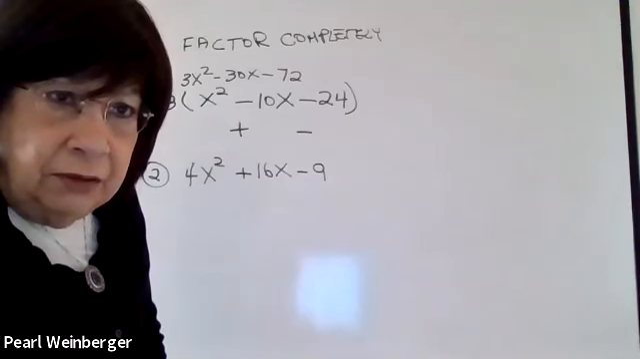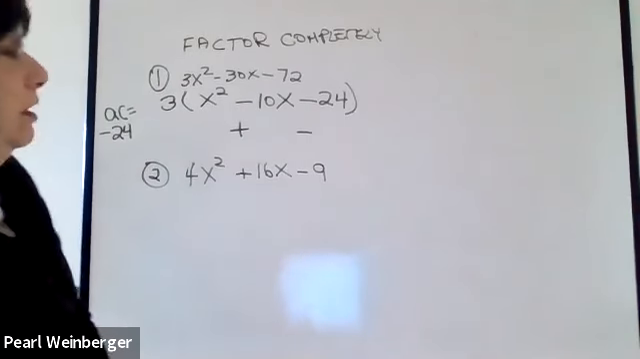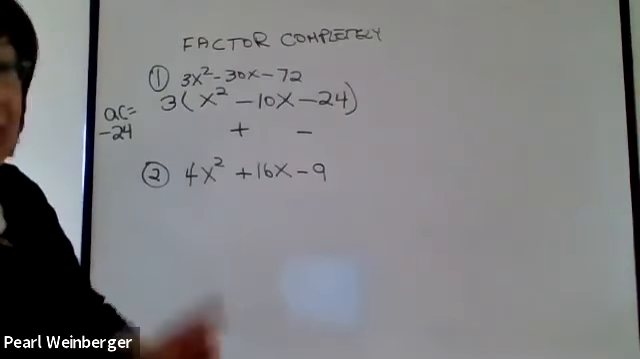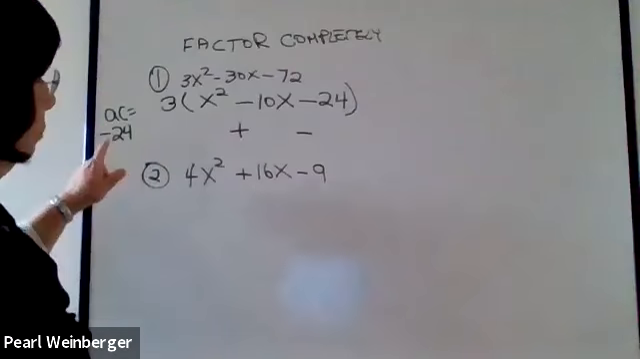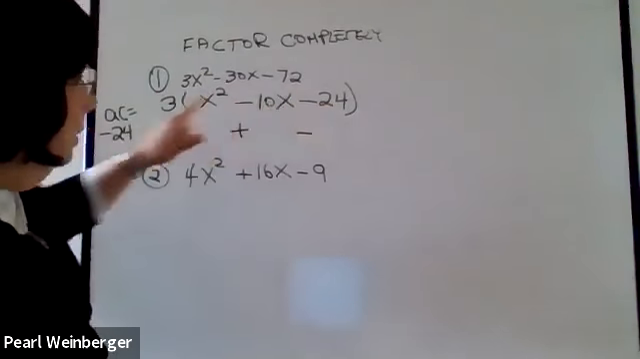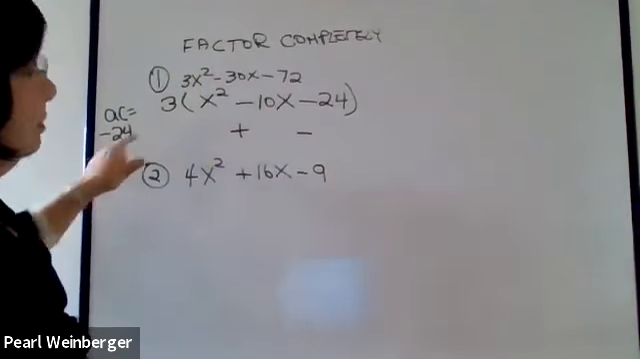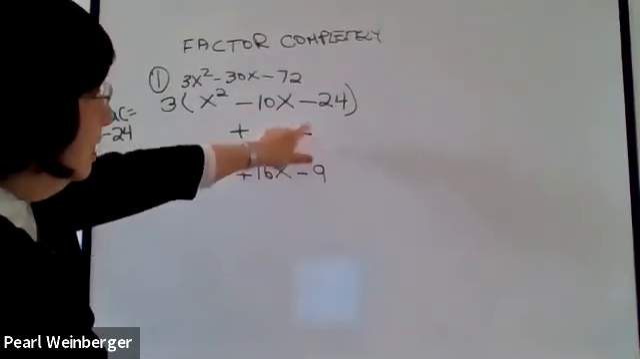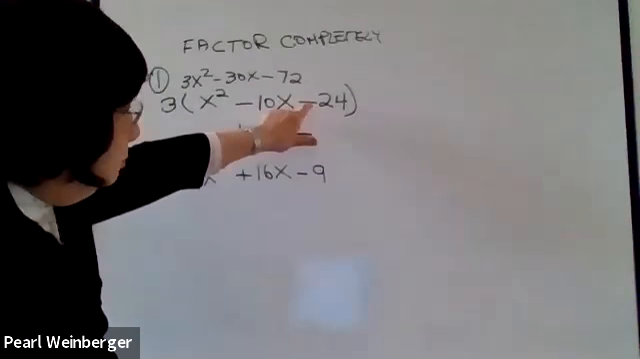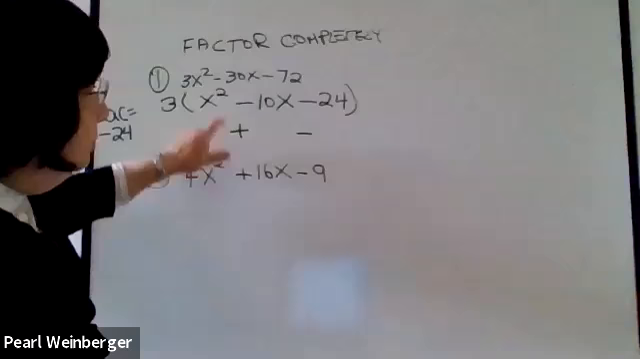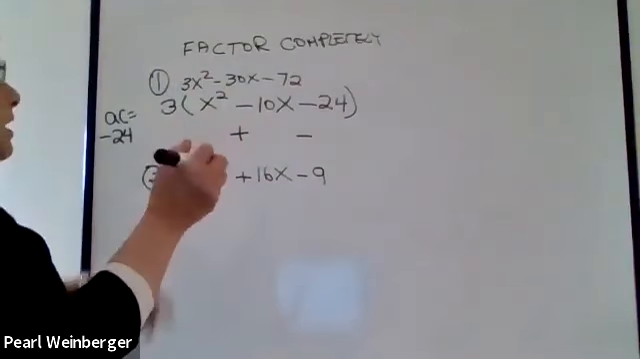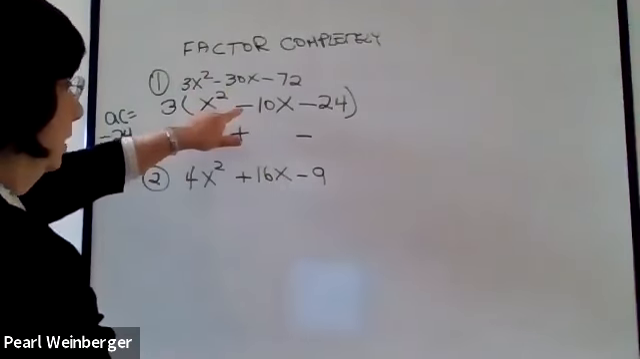Jonathan, I think I heard you. Right, 12 and 2. It's not 6 and 4, even though 6 times 4 gives you 24. When you add 6 and 4, you get 10, and we don't want to add them. Since that last term is negative, we've got to be able to subtract them. So we're going to have to get a 12 and a 2.